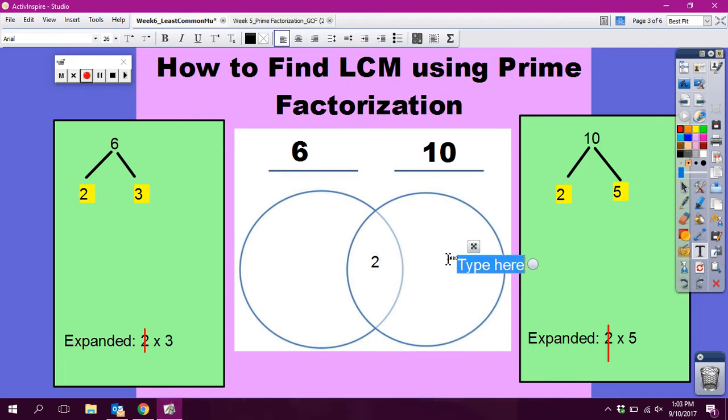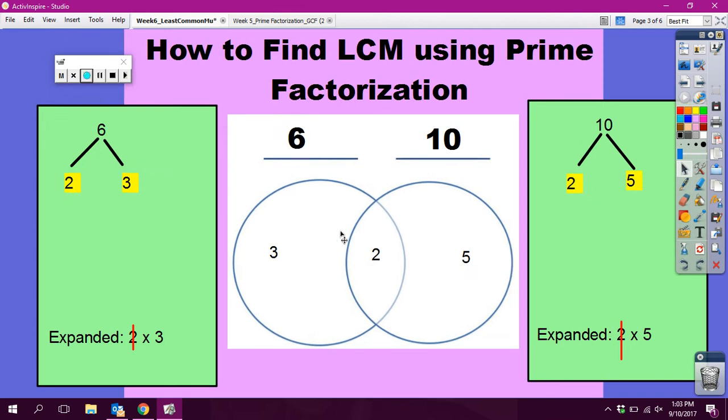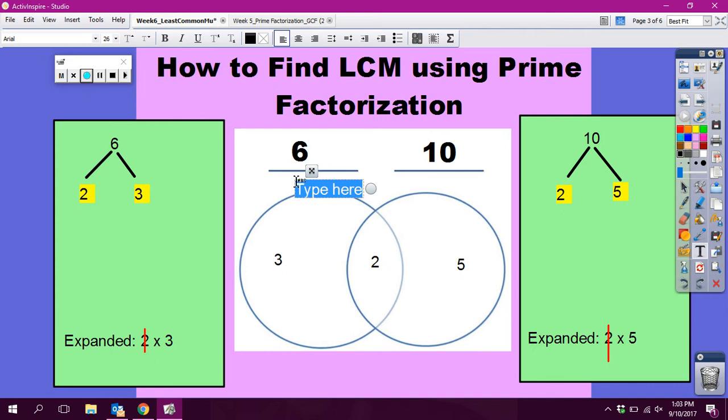And I'm going to place my other numbers that they did not have in common out here on the sides of the Venn diagram. So remember, the 6 still had a 3 and the 10 still had a 5 that was not in common. So using my Venn diagram, I am going to find the least common multiple by multiplying everything together.